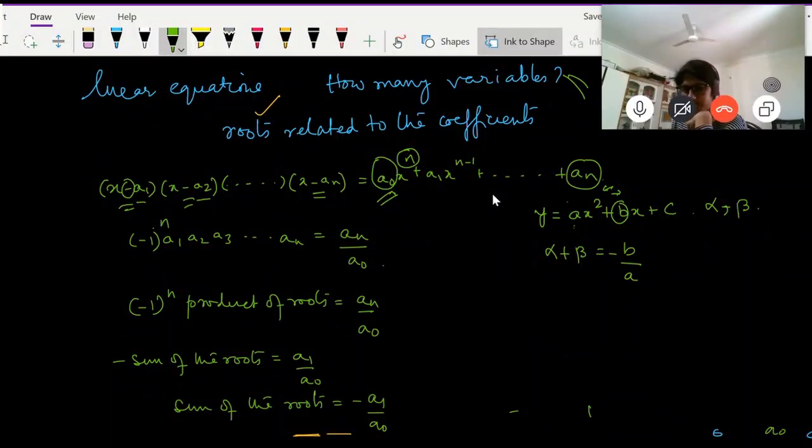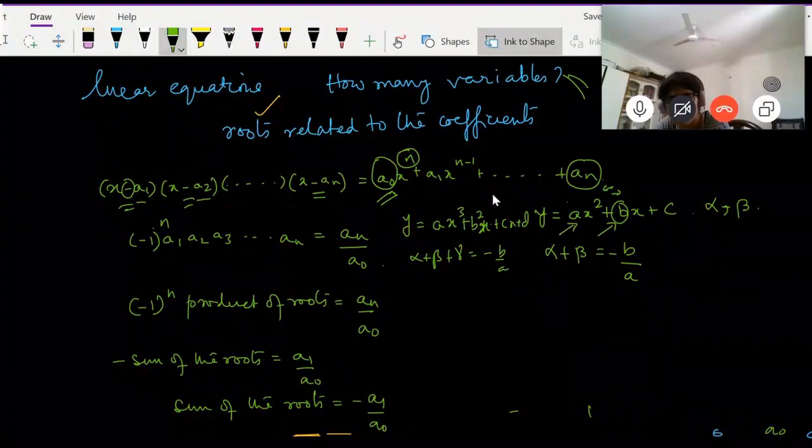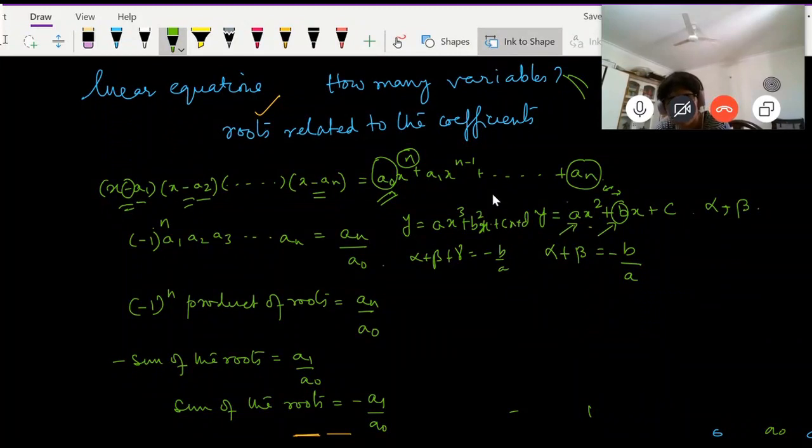This would always be the sum of the roots. So if it is quadratic, it would be minus b by a. If it is higher powers, let's say ax cube plus bx square plus cx plus d, there also alpha plus beta plus gamma would be minus b by a. So this remains the same. Sum of the roots will be the negative of the coefficient of the second highest power of x divided by the coefficient of the highest power of x.